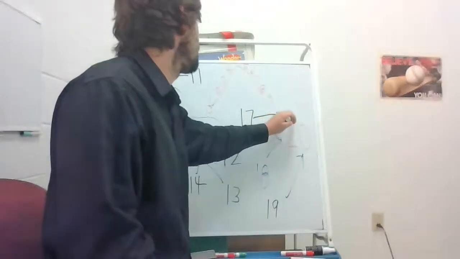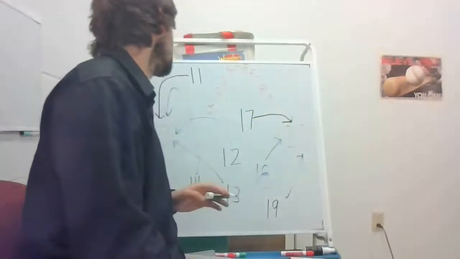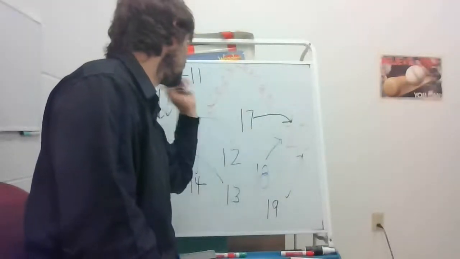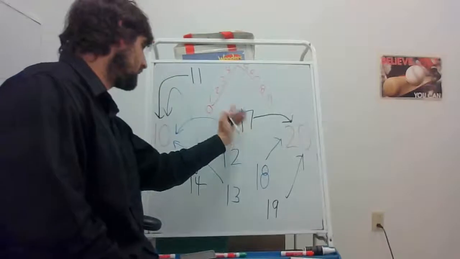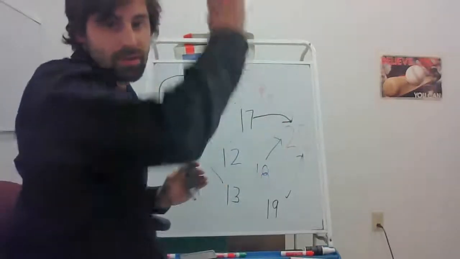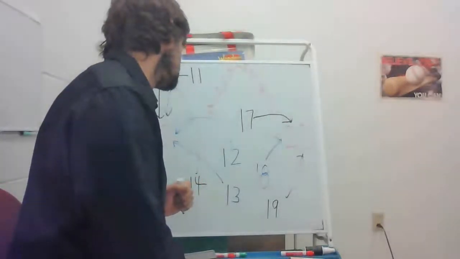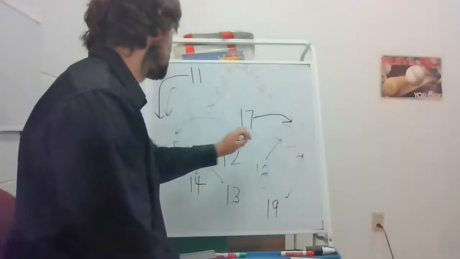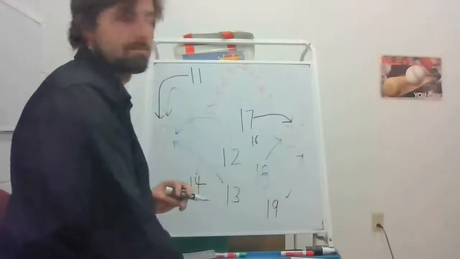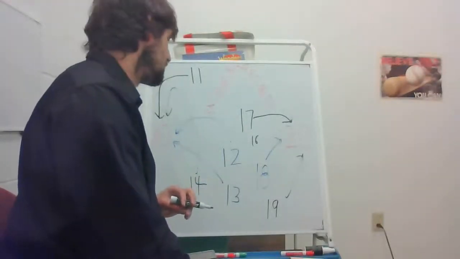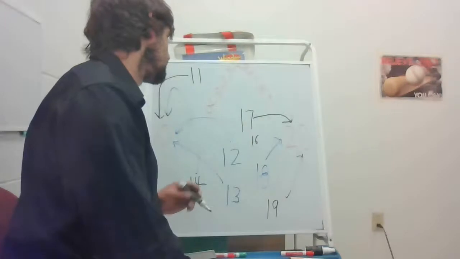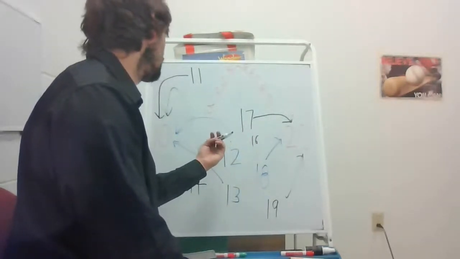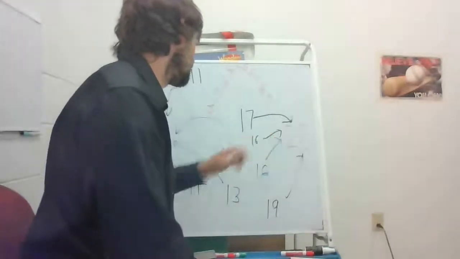17 would round up to 20 if we're rounding 17 to the nearest 10. Because the digit in the ones place in the number 17 is a 7, and 5 or more, we raise the score. 16. Wrote that kind of small. 16, the digit in the ones place is a 6. 5 or more, we raise the score. So 16 would round up to 20 if we were rounding it to the nearest 10.